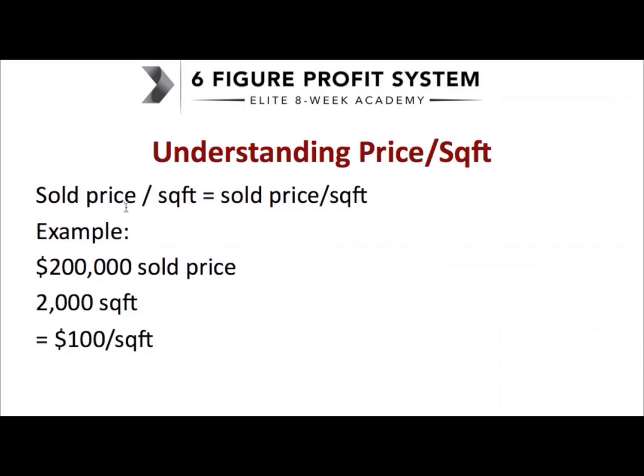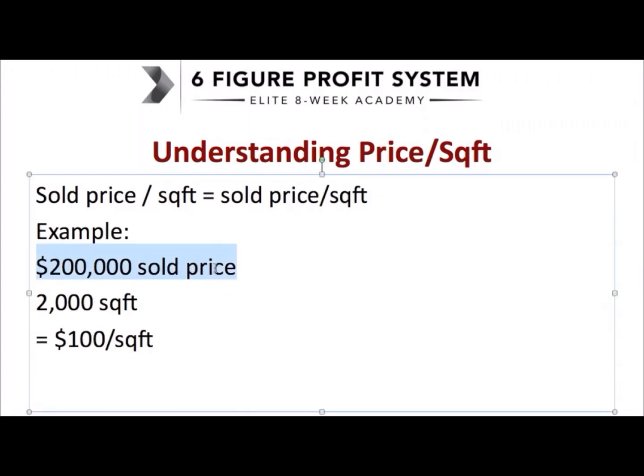So it's the sold price of a property divided by the square footage of the property gives you the sold price per square foot. That's the formula right there. So for example, if the property sold for $200,000 and the square footage of that same property is 2,000, then that gives you $100 a foot.